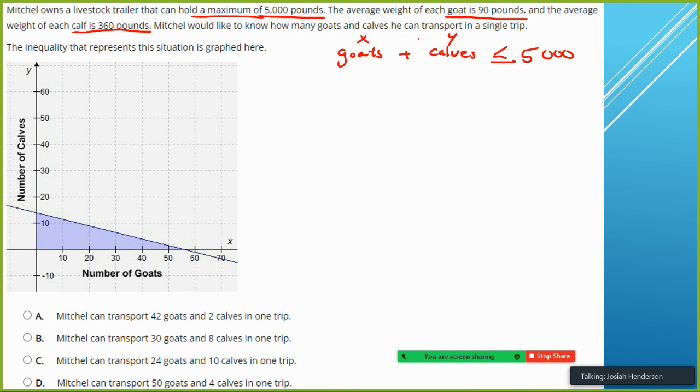Now, how do we turn this into the proper equation? Let's use those numbers they gave us. So each goat is 90. So let's say 90. You know what? I am going to go ahead and make it X and Y. We've labeled them. So 90x for goats plus 360y for calves is less than or equal to 5,000. Yikes. But at least it looks like our normal functions, right? Our normal inequalities.